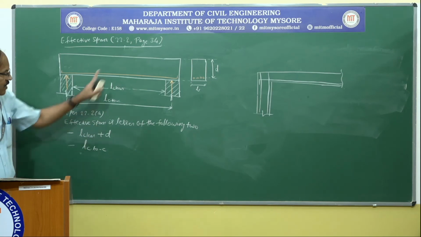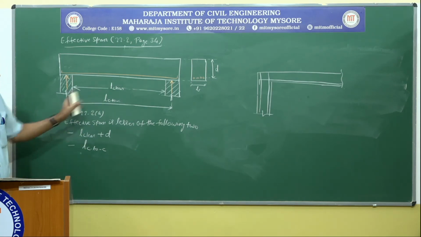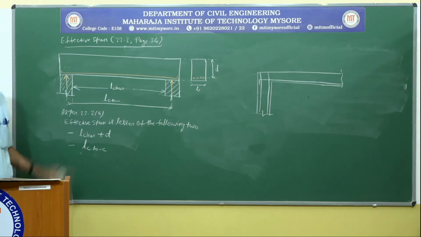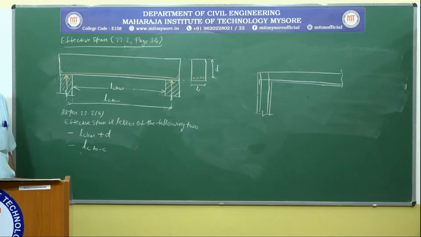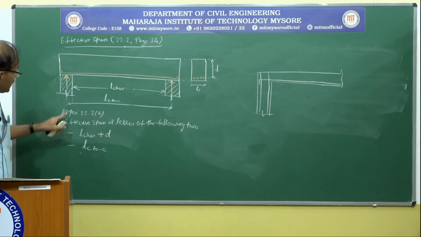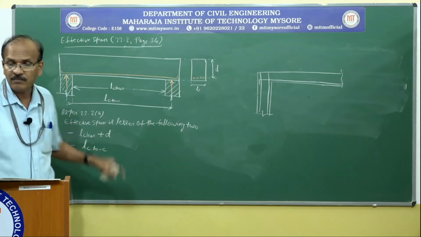This is the way we are going to fix the effective span of a beam under simple support, that is, it is not built integrally with the support. The wall is separate, and the beam is separate. This is as per 22.2a.